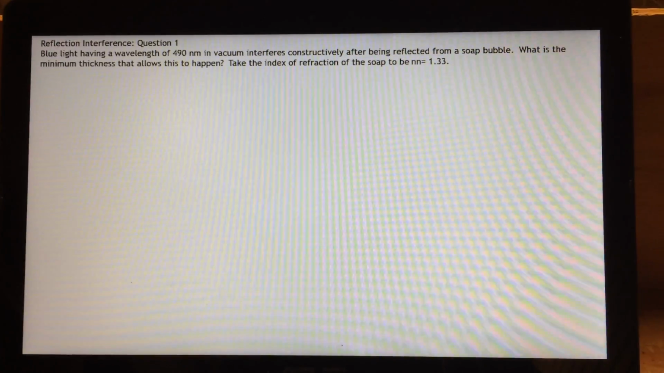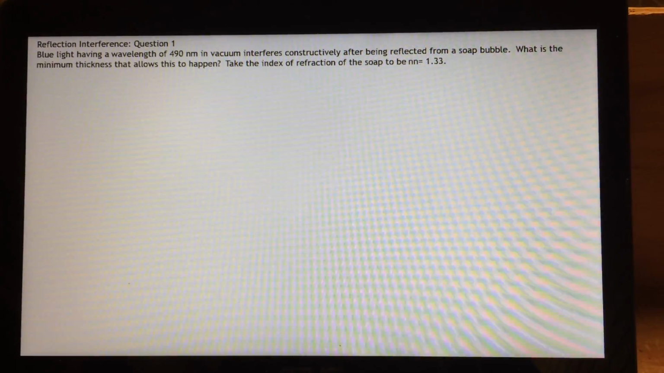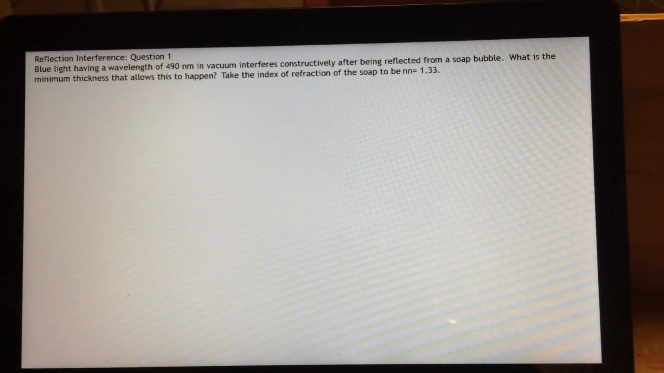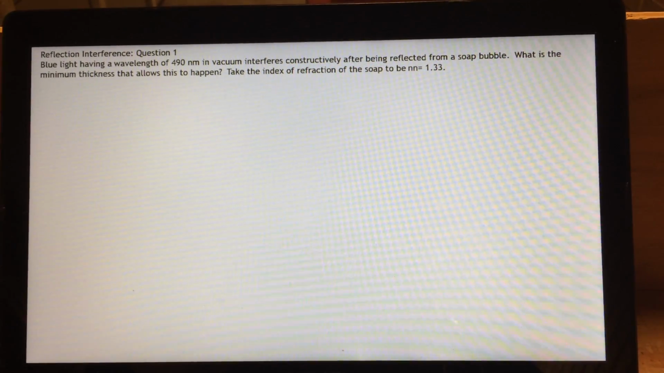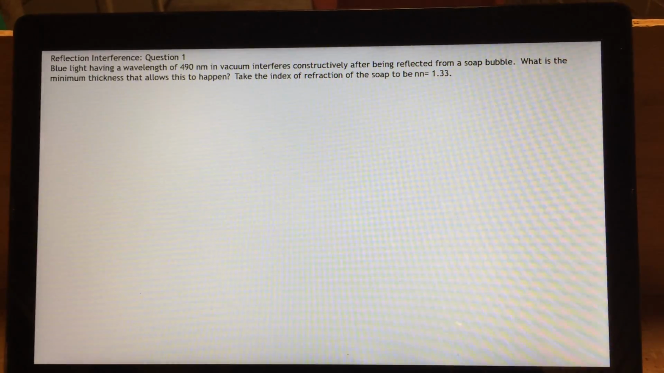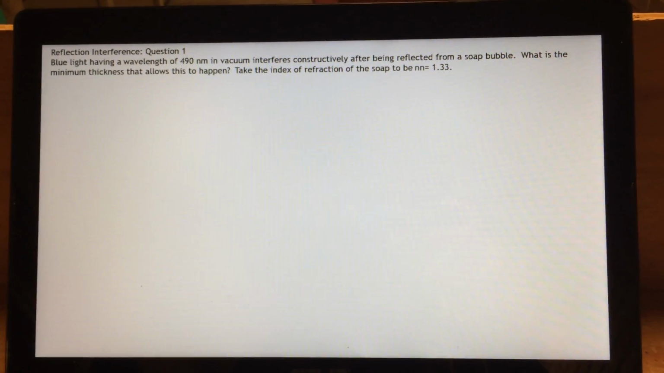The question is, blue light having a wavelength of 490 nanometers in a vacuum interferes constructively after being reflected from a soap bubble. What is the minimum thickness that allows this to happen? The index of refraction for the soap is 1.33.